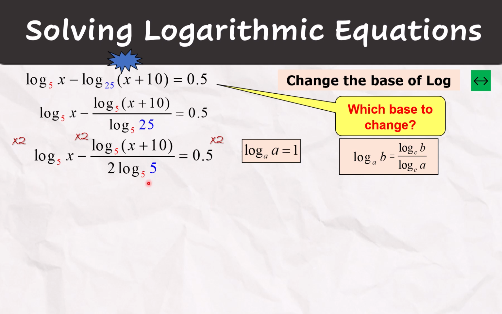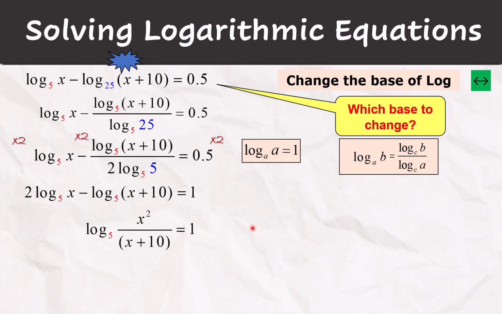By multiplying 2 to all sides, this will give me 2 log base 5 of x minus log base 5 of x plus 10. Now I can apply power law for the first log term, and since there is a minus, I can use quotient law. By applying these two laws, I'm able to derive log base 5 of x squared over x plus 10 equals 1. Now once I derive this step, I can apply the convert to index form method, which I have covered earlier on, to solve this equation.